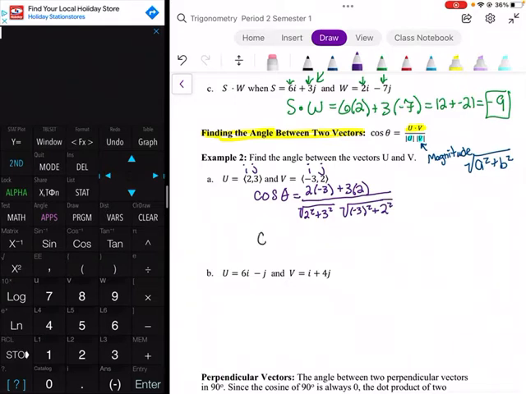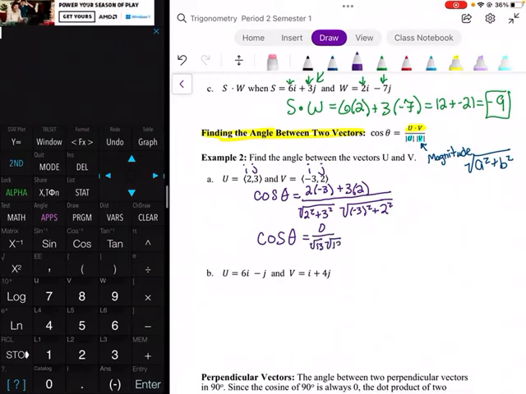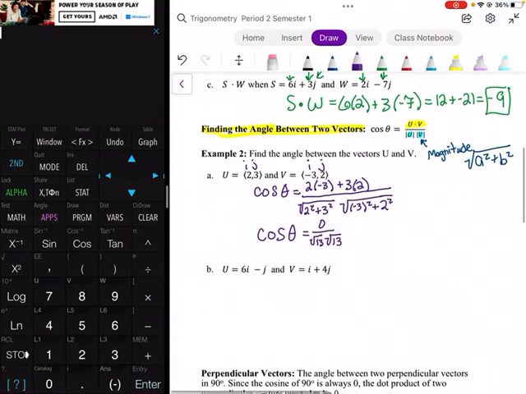So then we can start simplifying. Cosine theta equals 2 times negative 3 is negative 6 plus 6, which is going to be 0, all over the square root of 13 times the square root of 13. And on the bottom, that would just simplify to cosine theta equals 0 over 13, because when we take the square root of 13 times the square root of 13, the square root simplifies, so we're just left with 13.